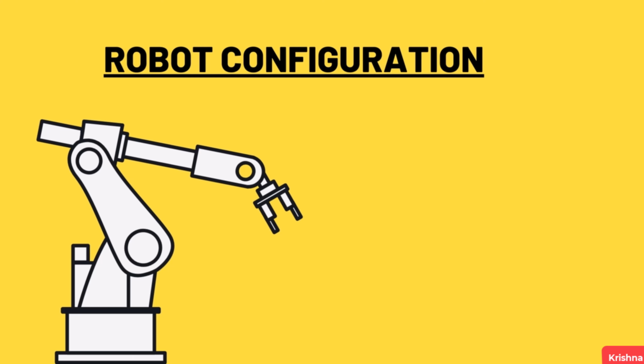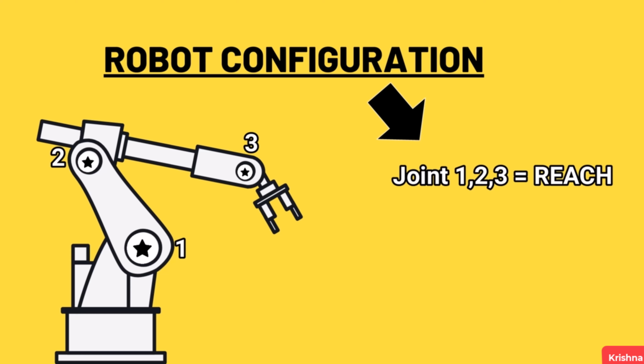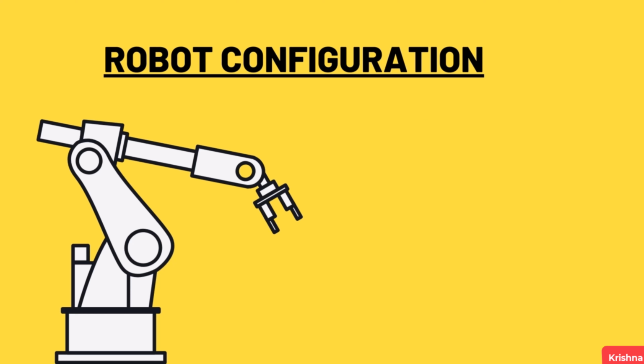A typical robot requires 6 degrees of freedom in 3D space. The first 3 joints help in reach, and the other 3 joints are in the wrist for orientation. However, the configuration is based upon the first 3 joints only, that is, the joints helping in the reach of the robot.